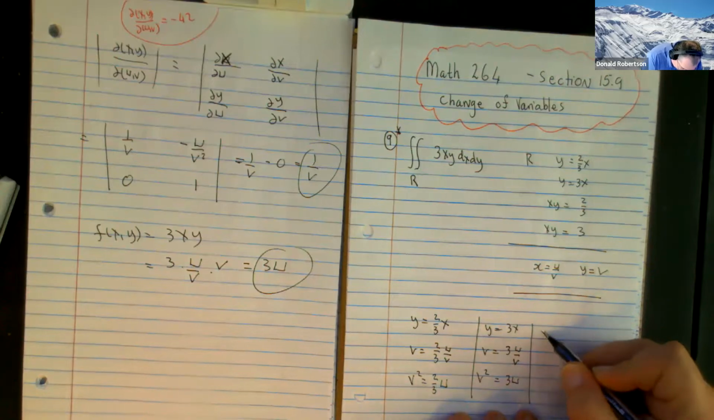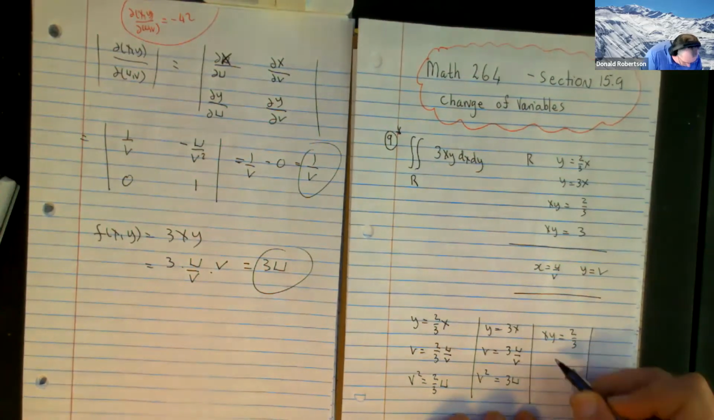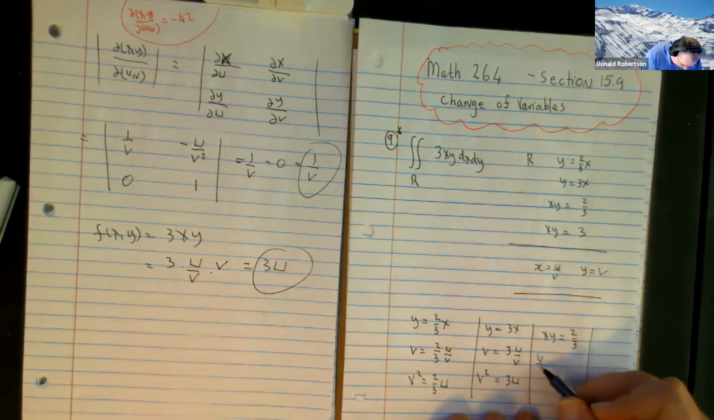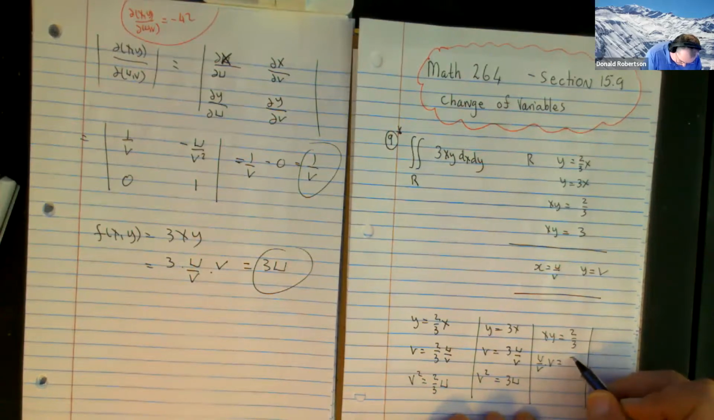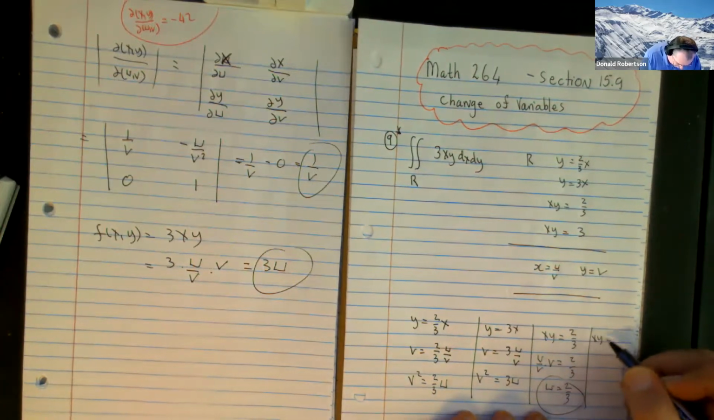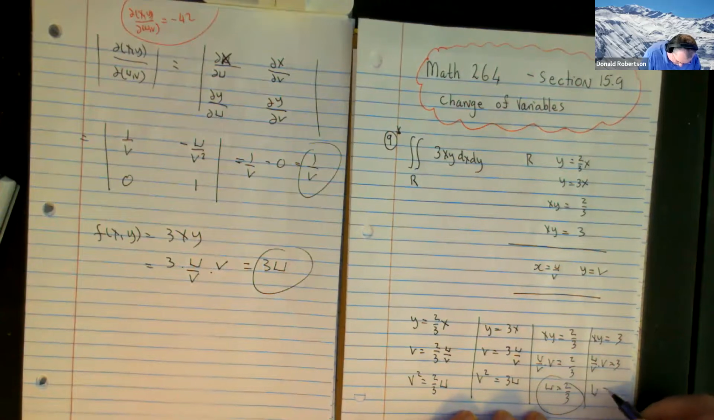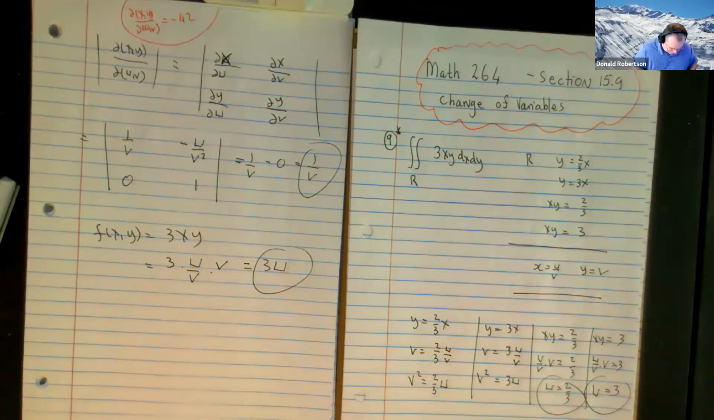And if we do xy equals 2/3, then x is u over v times v equals 2/3, which gives me u equals 2/3. I like that one at least. And then if you do xy equals 3, u over v times v equals 3, and I get u equals 3, so I like that.